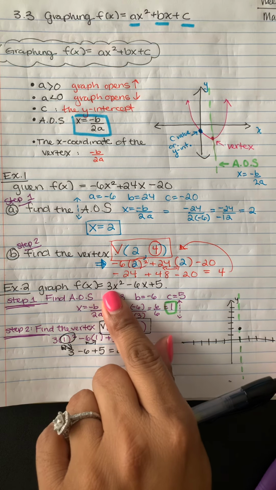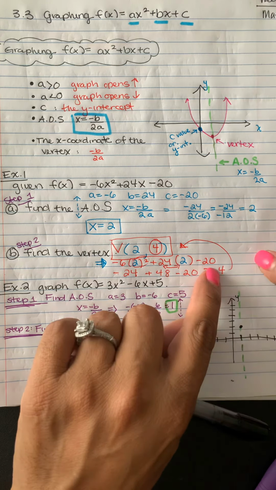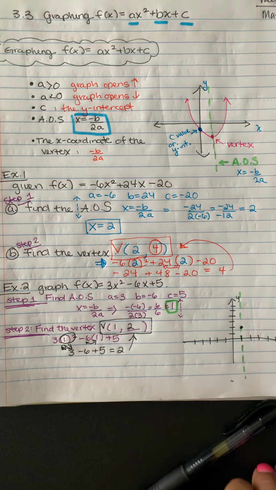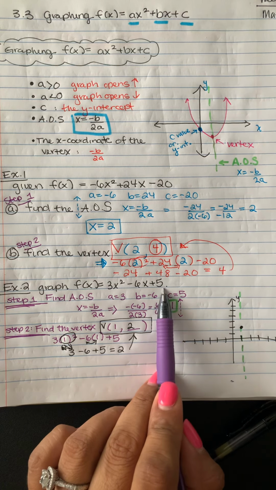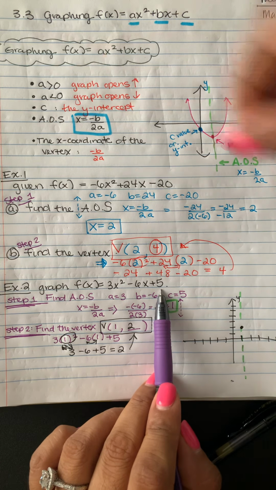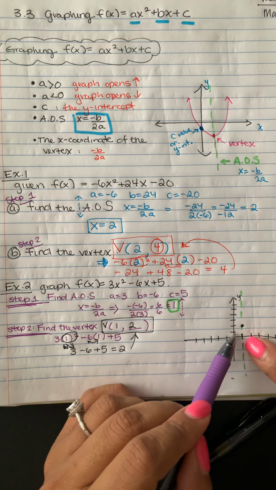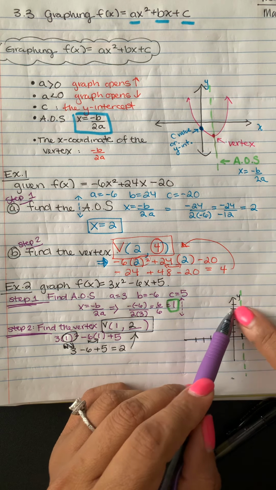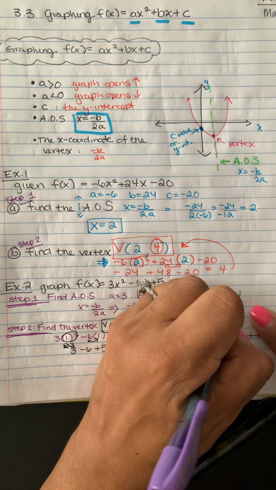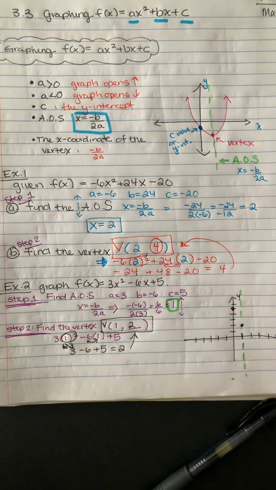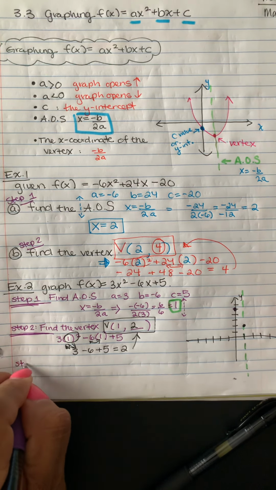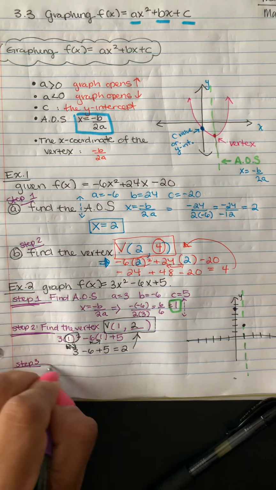If you take a look at A, it is positive, so we know it's going to open up. Our C value, do you remember what our C value means? Our C value is our y-intercept. So that means it should cross at positive 5. 1, 2, 3, 4, 5. Put a point there. That's step 3. I just did step 3 without telling you, sorry.